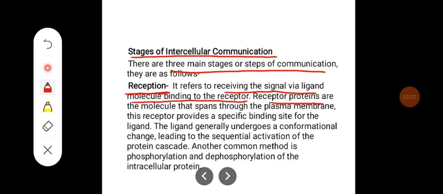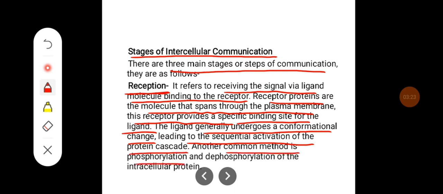Receptor proteins are the molecules that span through the plasma membrane. This receptor provides a specific binding site for the ligand. The receptor generally undergoes a conformational change, leading to the sequential activation of a protein cascade. Another common method is phosphorylation and dephosphorylation of the intracellular proteins.